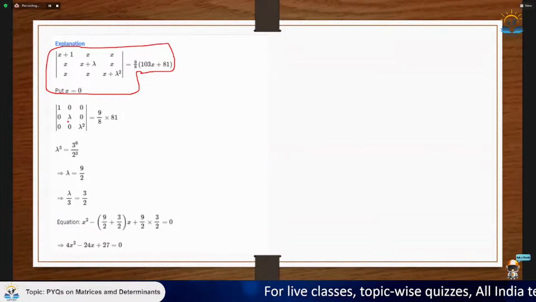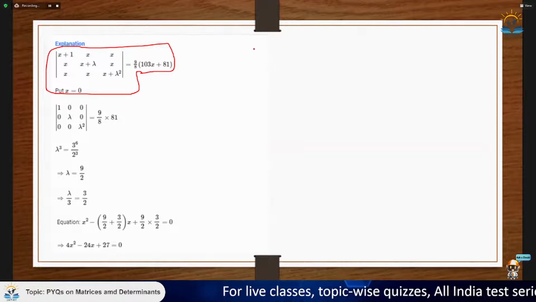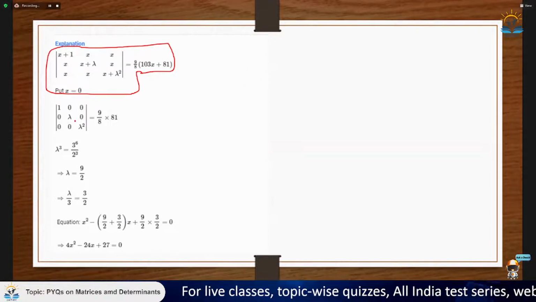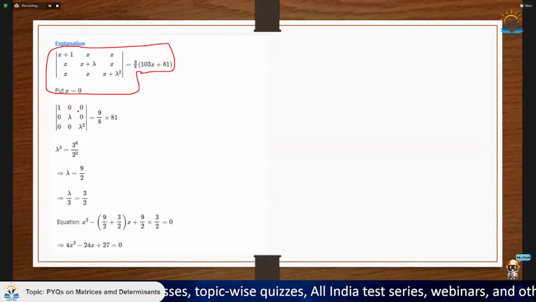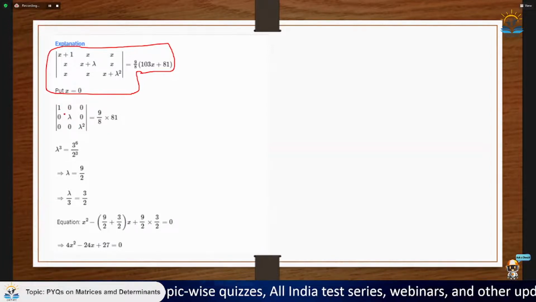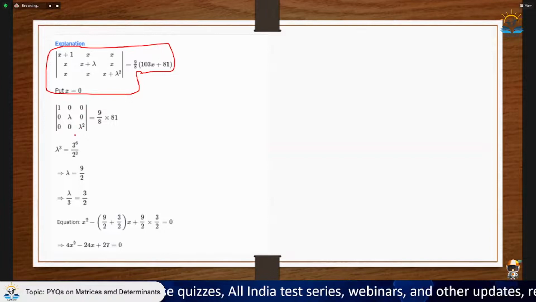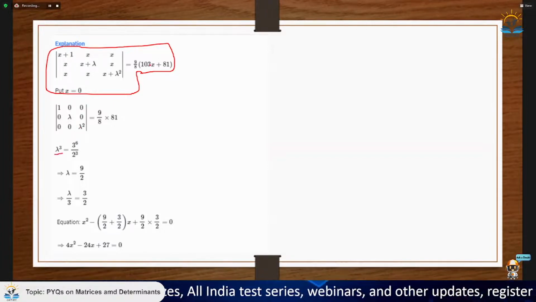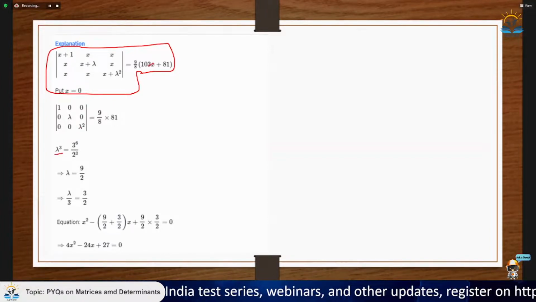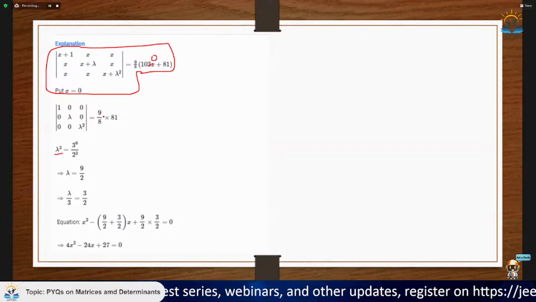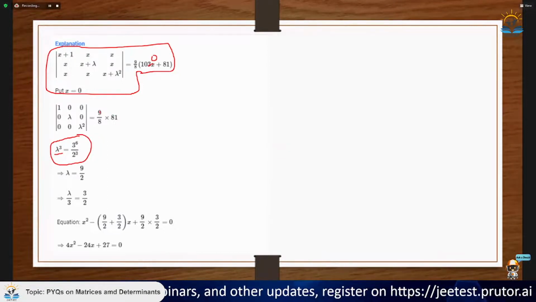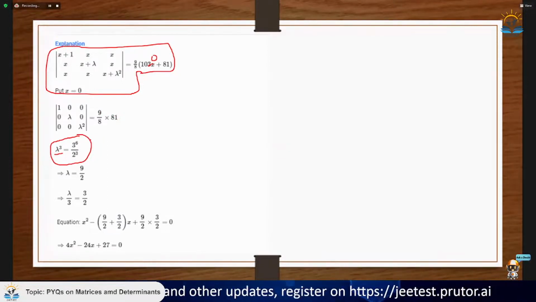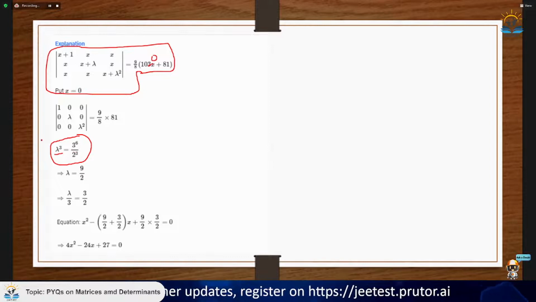To simplify my question, I put x equal to 0, and I got something like this. And we know that the value of a determinant in which only diagonal elements are given and all other elements are 0 is the multiplication of the diagonal elements. So lambda cube is equal to, put x equal to 0, so this thing will become 0. So you will get 9 by 8 into 81. So lambda cube is something like this because 9 is 3 square and 81 is 3 power 4. So 3 power 6 upon 2 power 3. So from here you can get the value of lambda to be equal to 9 by 2.